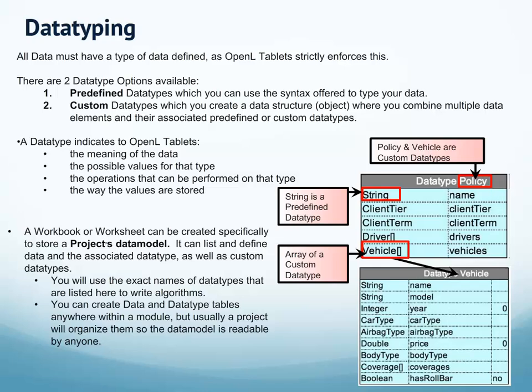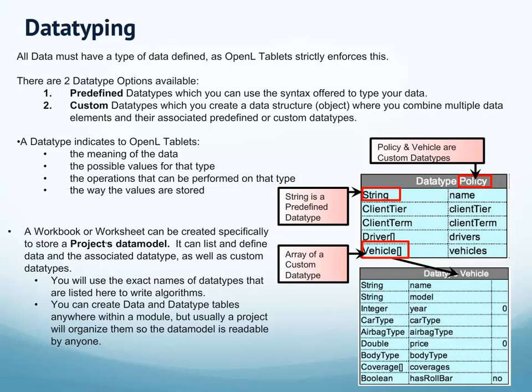But then we have custom data types, which are the ones that you can create this data structure, this object, by combining multiple data elements and their associated predefined data types. For example, the address that we just spoke of combines a street number, which is an integer, and a street name, which is a string.